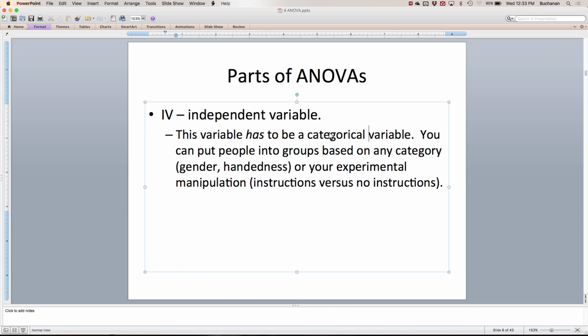I can put people into groups, or I can use naturally occurring groups. So gender is a naturally occurring group. I can't force you to be male or female. But I could give you instructions or no instructions. So this can be manipulated or not. But it does have to be a group variable. So the reason we covered factoring variables last time was because ANOVAs run much better if you've already factored them. Plus then it labels your output, which makes life a little easier.